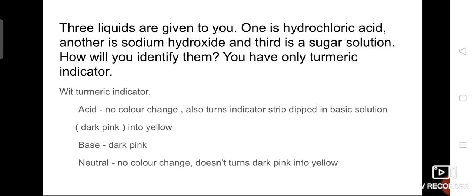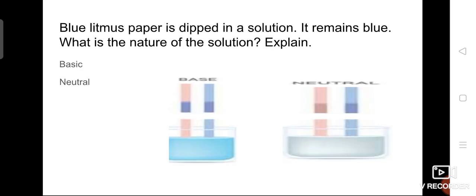Now you are dipping that base-containing indicator into acid, so both effects will be neutralized. Now the dark pink again turned into yellow, which means that because of the presence of acid only, the color has been changed. So the given solution is acid. Suppose the dark red doesn't change its color, then that solution is the neutral solution. So with the help of turmeric indicator, we can easily find acid, base and neutral solution.